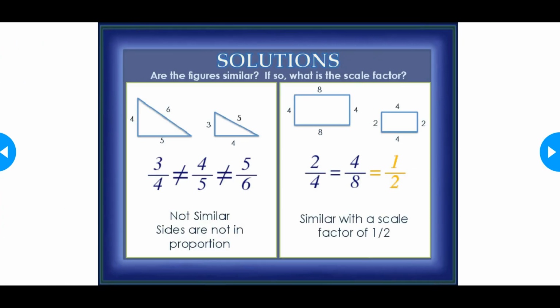And so here they tell you 3/4 does not equal 4/5, does not equal 5/6. But on the other side, 2/4 equals 4/8 equals 1/2. Now they went with the 1/2 because they went left to right. But again, those of you that said 2, you are not wrong because it did not say to go from what figure to what figure. So both of those are correct.